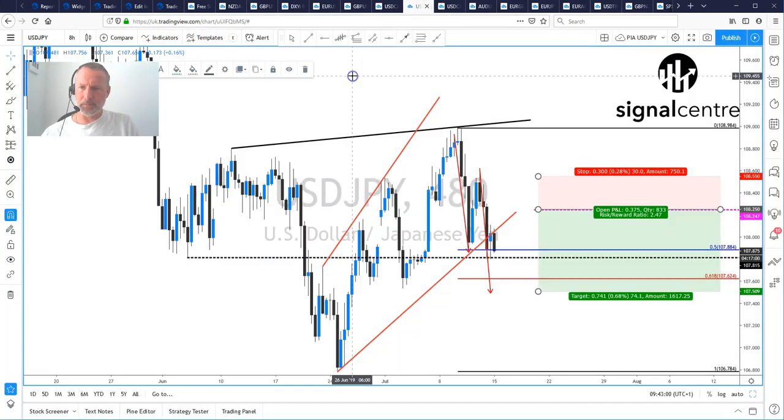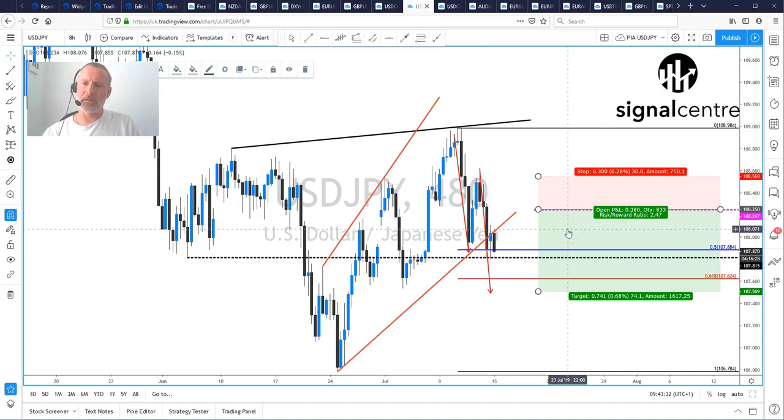Dollar yen, an ABCD formation is targeted here, which is around about 107.50. We've got an expanding wedge formation, so that has a bias to break to the downside. However, are we forming a reverse head and shoulders? Left shoulder, head, right shoulder. So we've got these conflicting views, and that's why on our daily report today we only gave dollar yen a 60% chance of actually playing out.